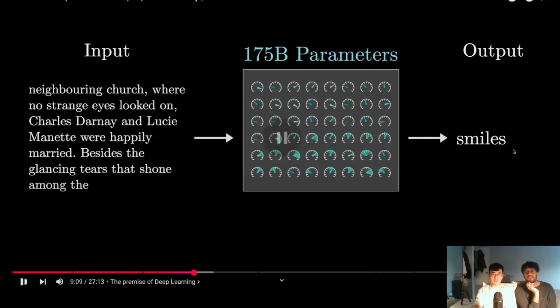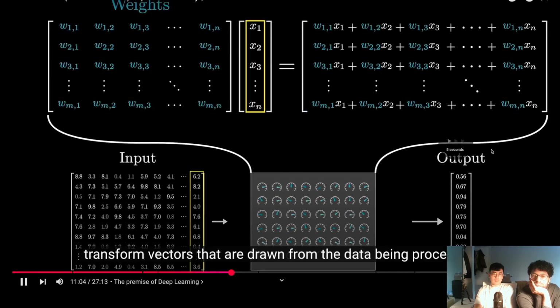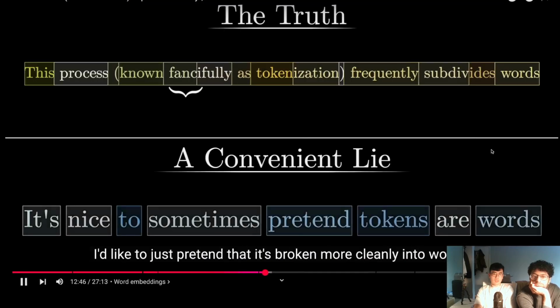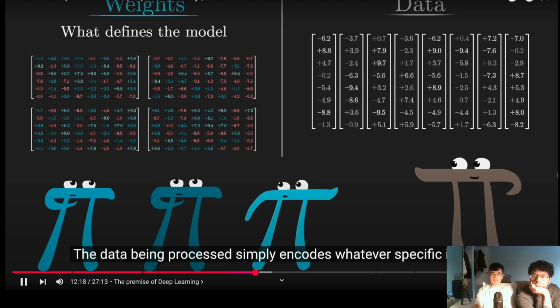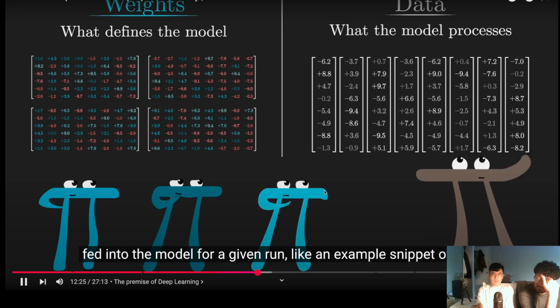Deep learning describes a class of models that in the last couple of decades have proven very successful. The data being processed simply encodes whatever specific input is fed into the model for a given run, like an example snippet of text.